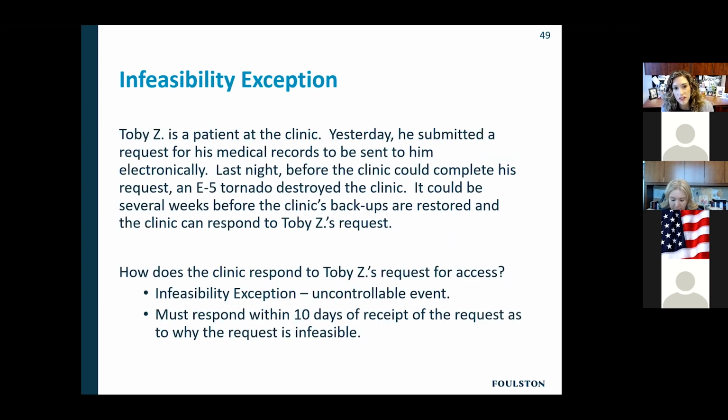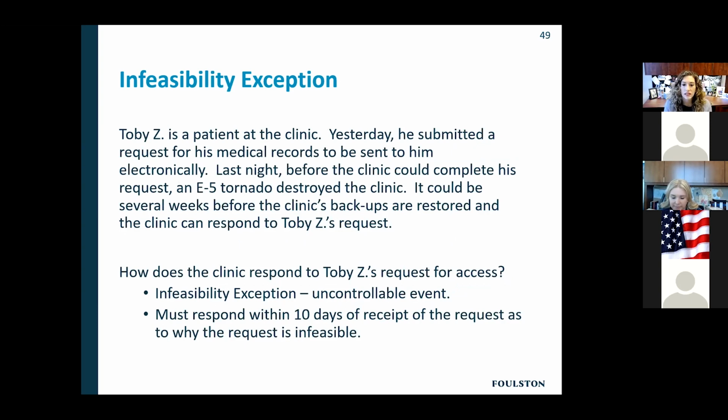Another example of the infeasibility exception is a patient that I don't think we've seen yet. Toby is a patient at the clinic. He submitted a request for his medical records to be sent to him electronically. Last night, before the clinic could complete his request, an E5 tornado destroyed the clinic. It could be several weeks before the clinic's backups are restored and the clinic can respond to Toby's request. What does the clinic do? How do they respond to it?